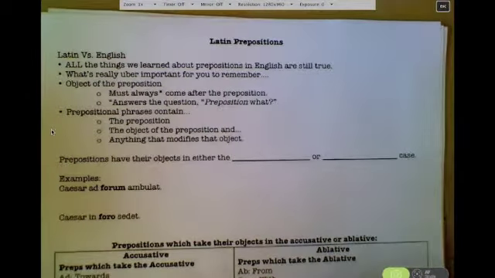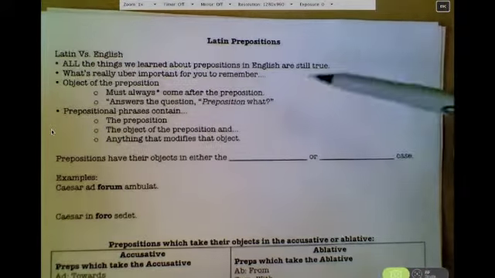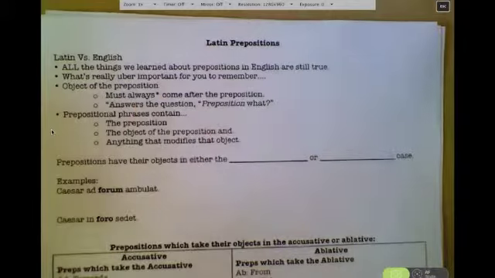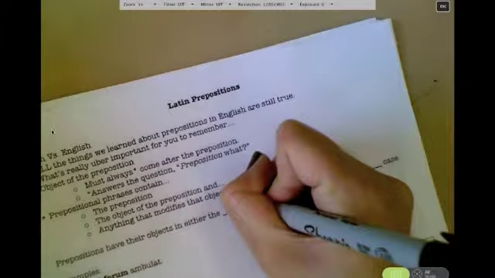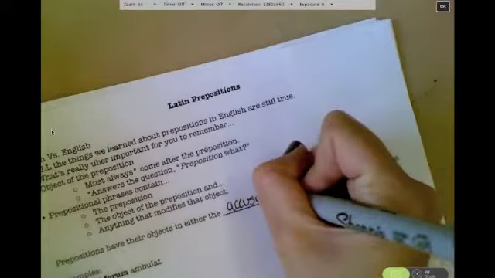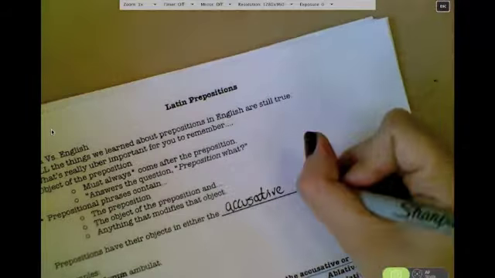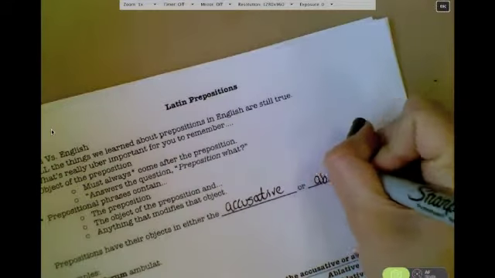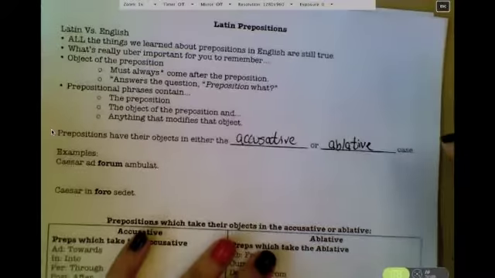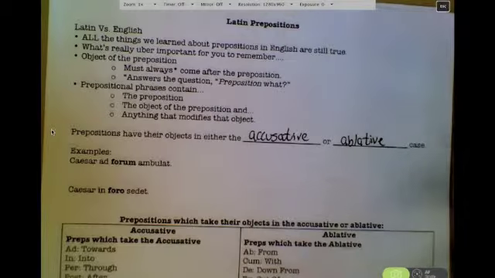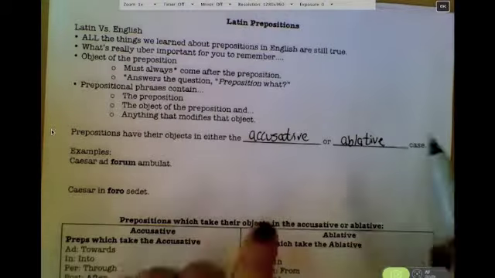Now we're going to start the Latin portion. Prepositions in Latin have their objects, the thing that answers the question, preposition what, in two different cases. They can either have their objects in the accusative case here, accusative, or the ablative case. And you have seen both of them. In 7th grade, I told you a lot that the words after prepositions are weird, but now you know why they're weird. They're in a different case.